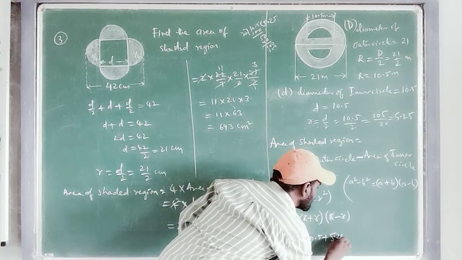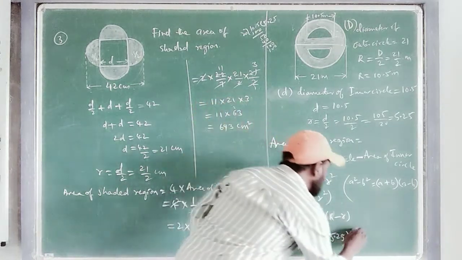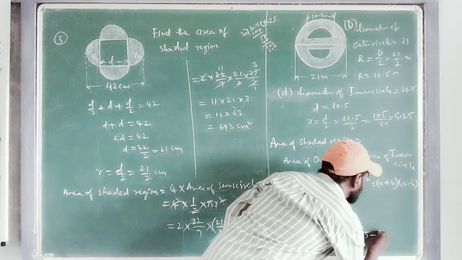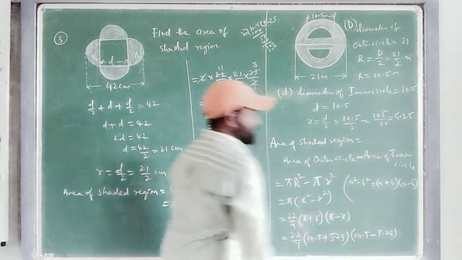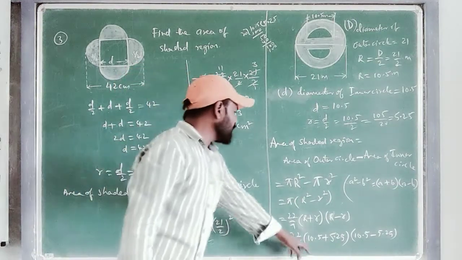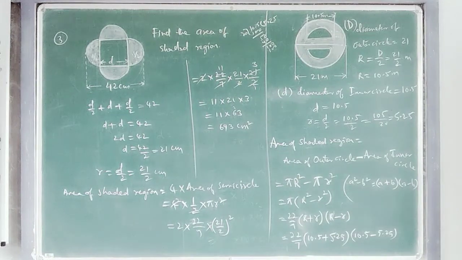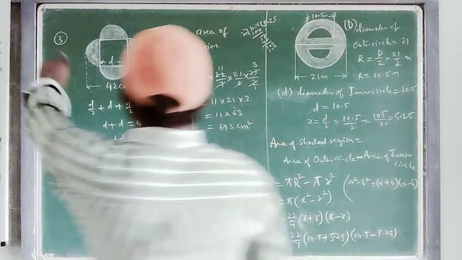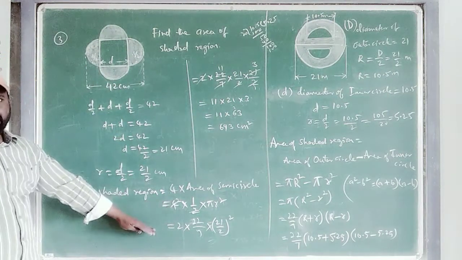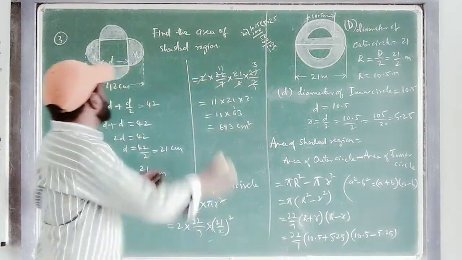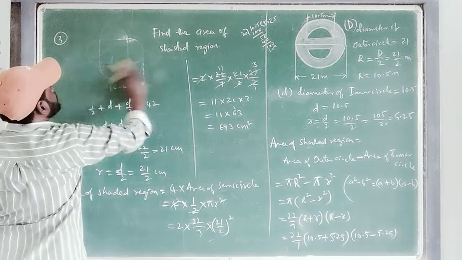So 5.25 here. Okay, here plus. Now again 10.5 minus 5.25. 5.25. Okay. Now go for the further simplification. So hope you all understood that right hand side problem is completed. Here this one is finished. Now the left hand side, this one we are going to do. I am erasing this. Okay.